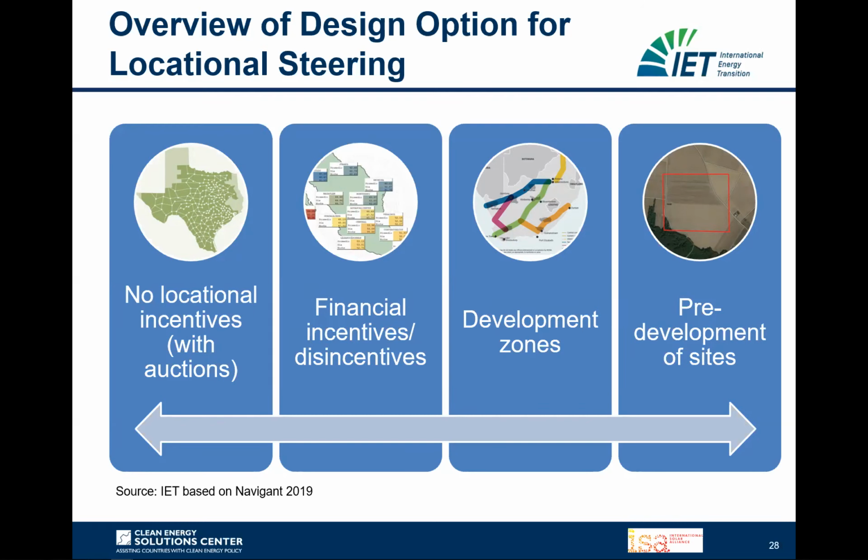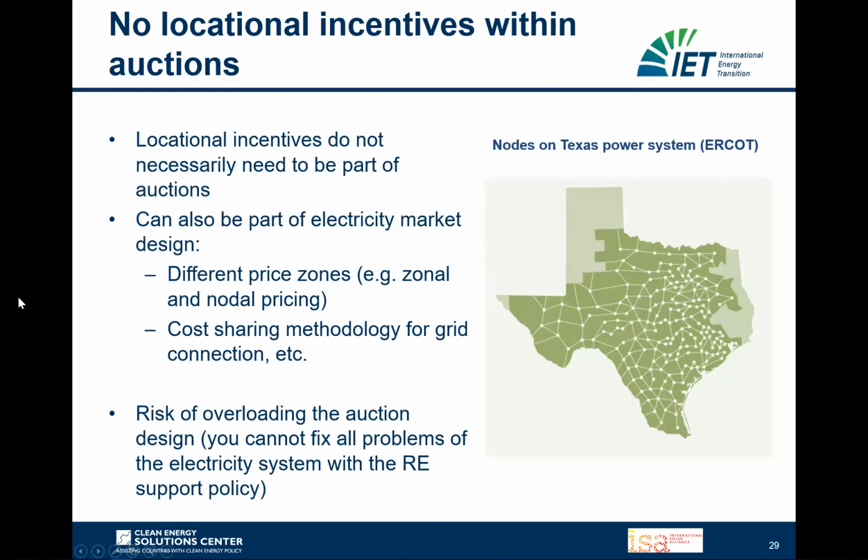Then I also want to show you the example of South Africa, where they have established certain solar PV renewable energy development zones. And last but not least, the most aggressive policy for locational steering is the pre-development of sites, so that policymakers actually take control of a site, pre-develop it, and then run an auction on these pre-developed sites. So let's look at these four types now.